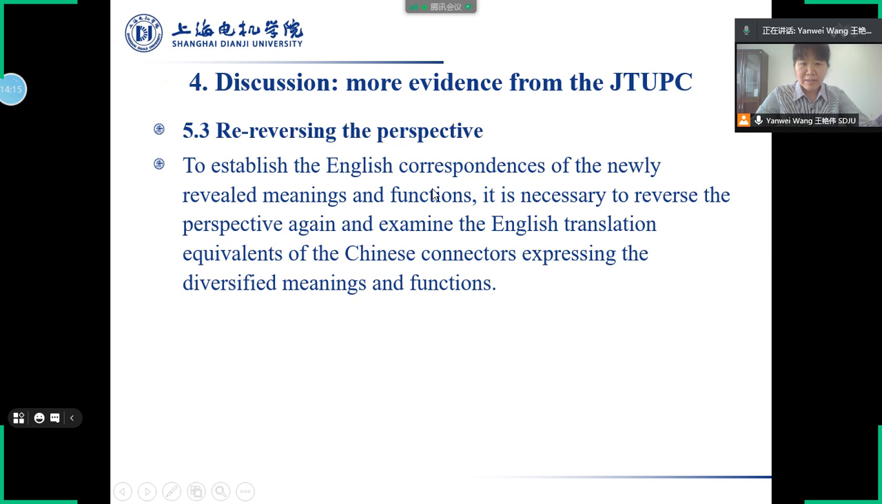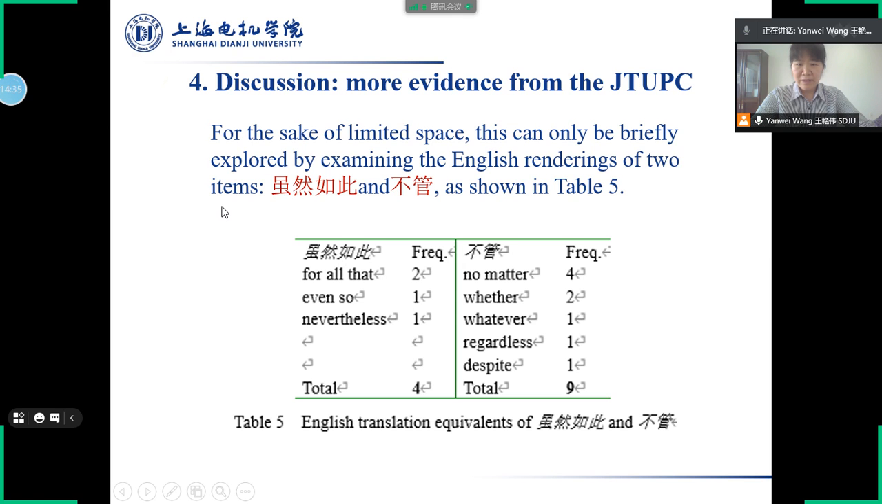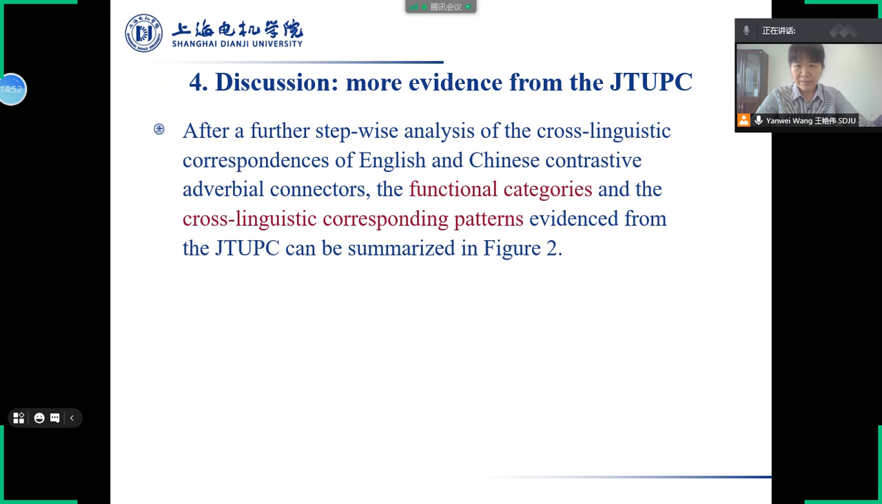To establish the English correspondences of the newly revealed meanings and functions, it is necessary to reverse the perspective again and examine the English translation equivalents of the Chinese connectives expressing diversified meanings and functions. For the sake of limited time and space, this can only be briefly explored by examining the English renderings of 2 items, 虽然如此 and 不管, as shown in Table 5. After a further stepwise analysis of the cross-linguistic correspondences of English and Chinese contrastive adverbial connectives, the functional categories and the cross-linguistic corresponding patterns evidenced from the G2PC can be summarized in Figure 2.